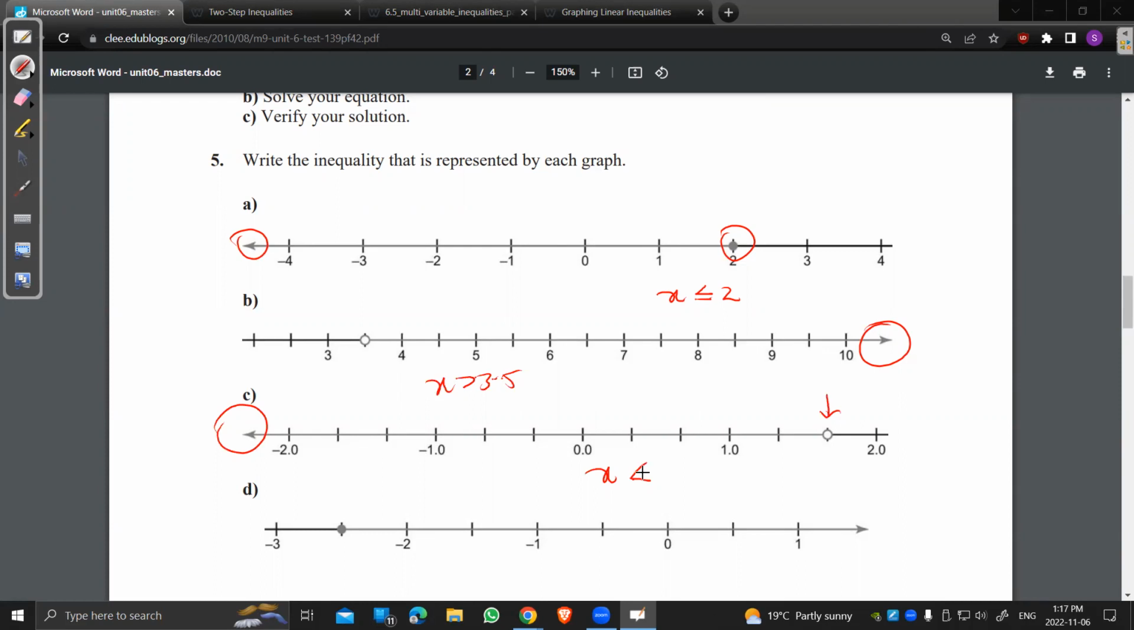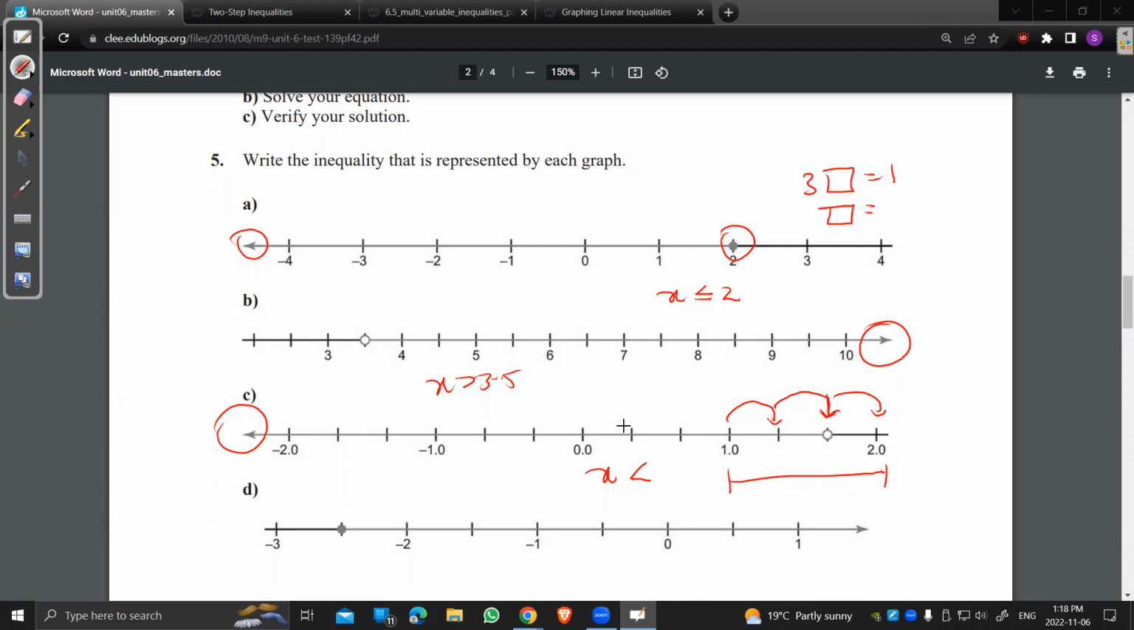Is it 1.5? No. Look at this. It takes 3 boxes for 1 unit. 3 boxes is 1, right? Because from here to here, the distance is 1. If 3 boxes is 1, how much is each box?